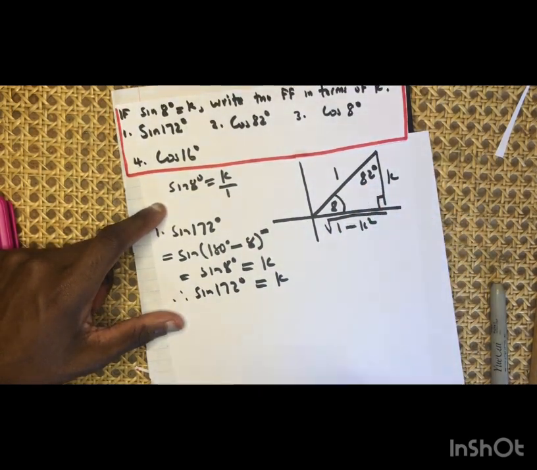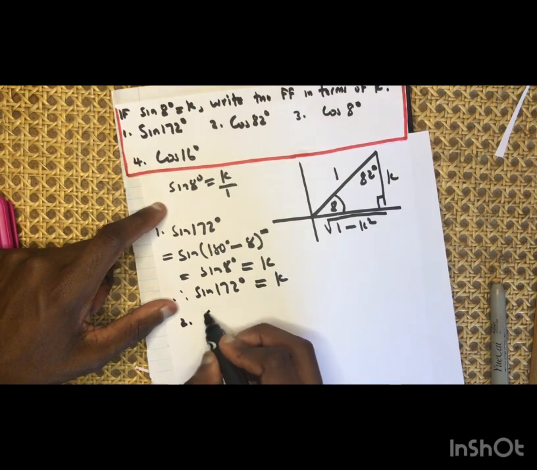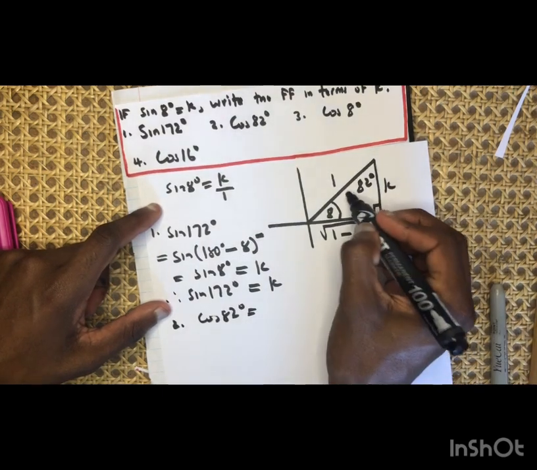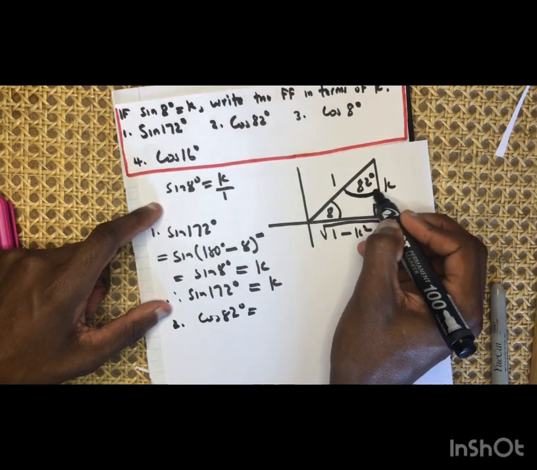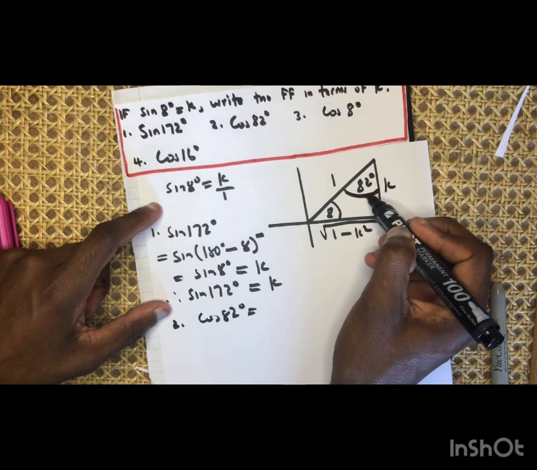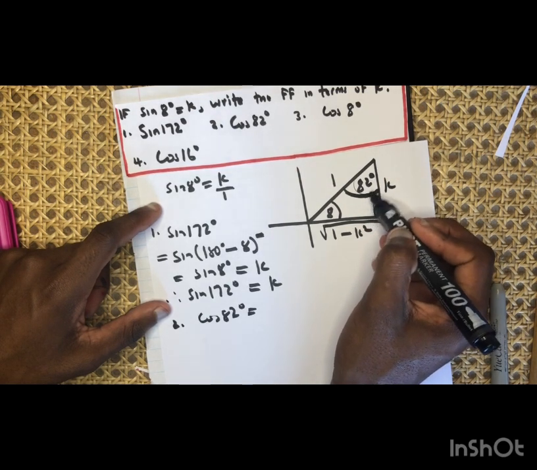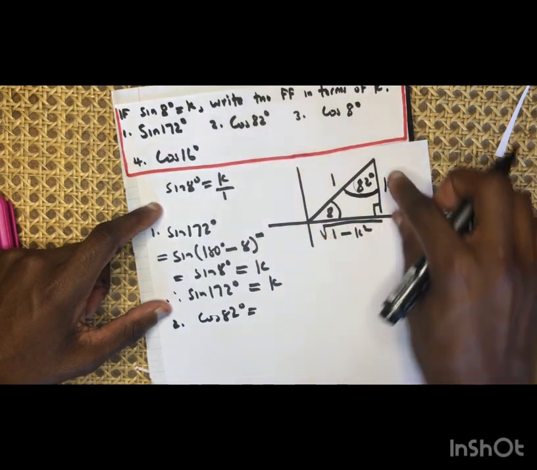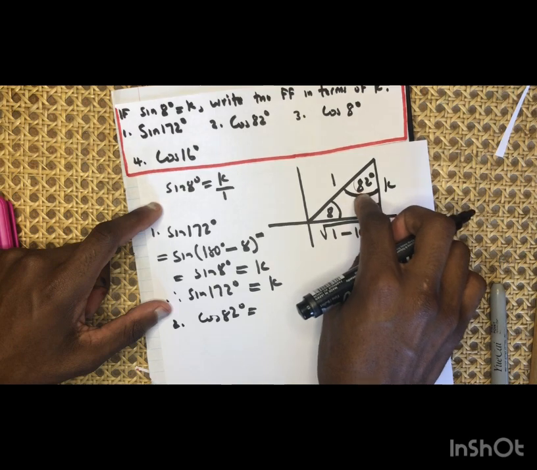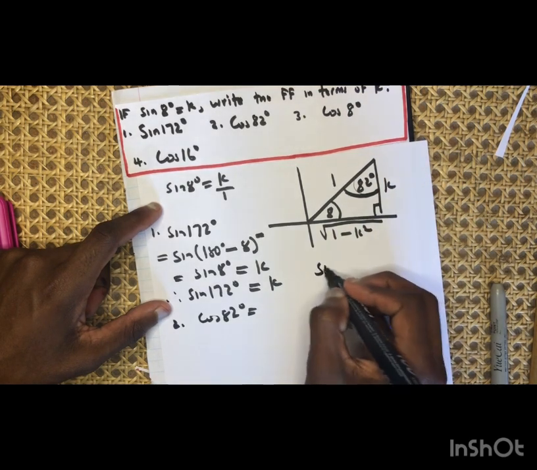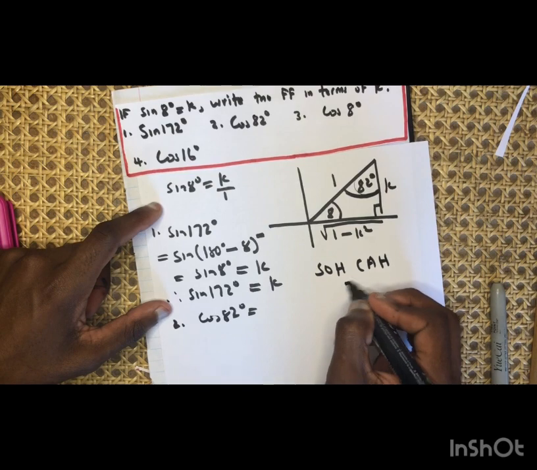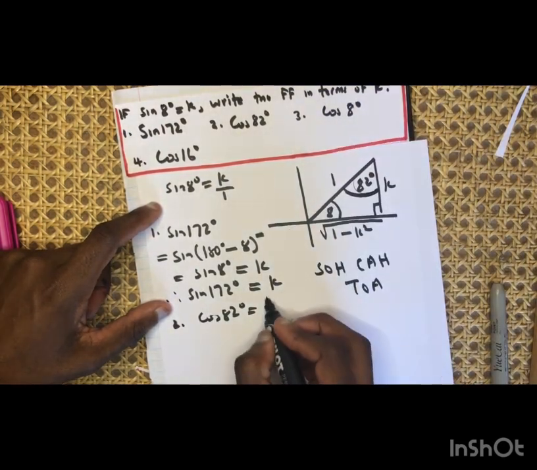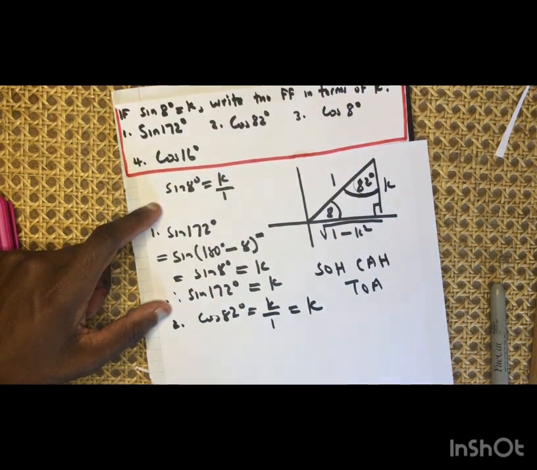Then we work out cos 82. So cos 82, guys, we do have 82 here. So now your reference angle now it is 82. So you have to consider this angle. So this is 82. So this side becomes your opposite. So this side becomes your adjacent if we're using 82 as your reference angle. And the cos, guys, cos is an adjacent over hypotenuse. So it's going to be k over 1. So which is the same as k.